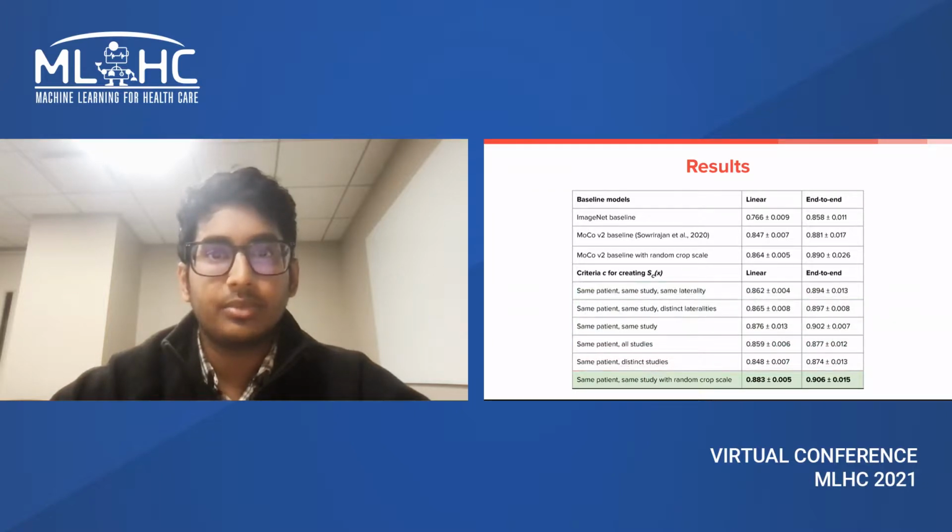Also, adding a random crop augmentation from MoCo V2 to the same patient, same study strategy results in our best pre-trained model that significantly outperforms baselines.